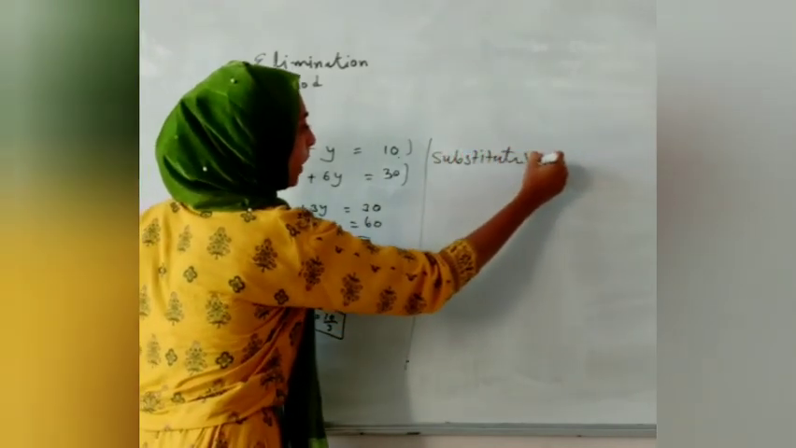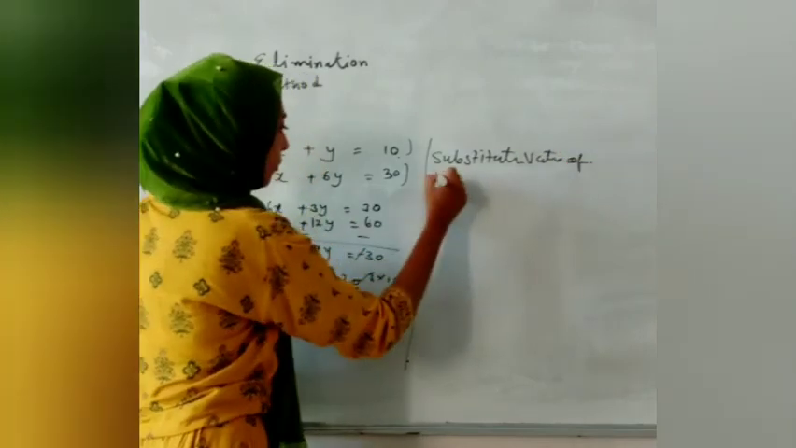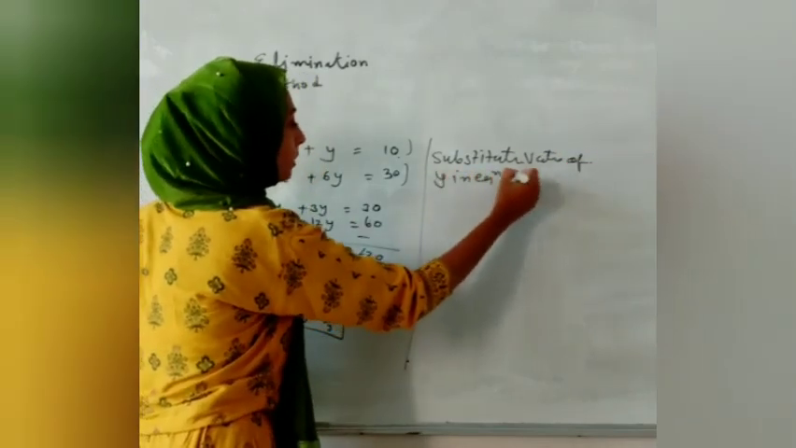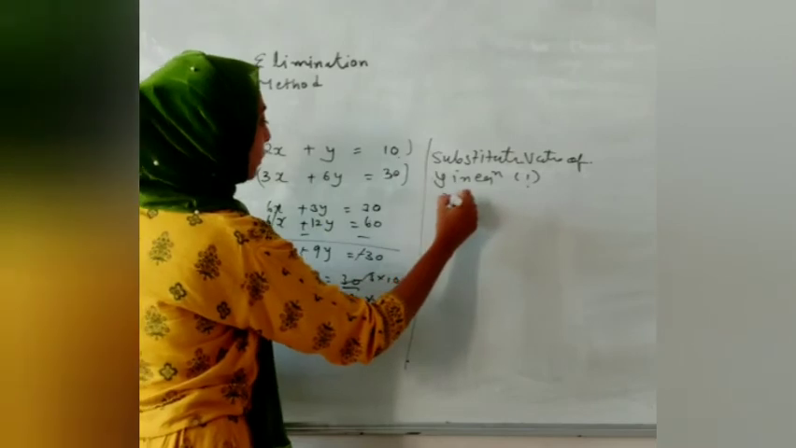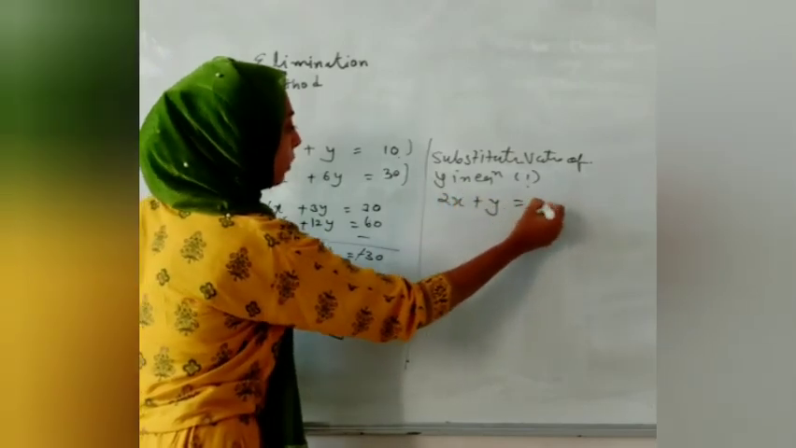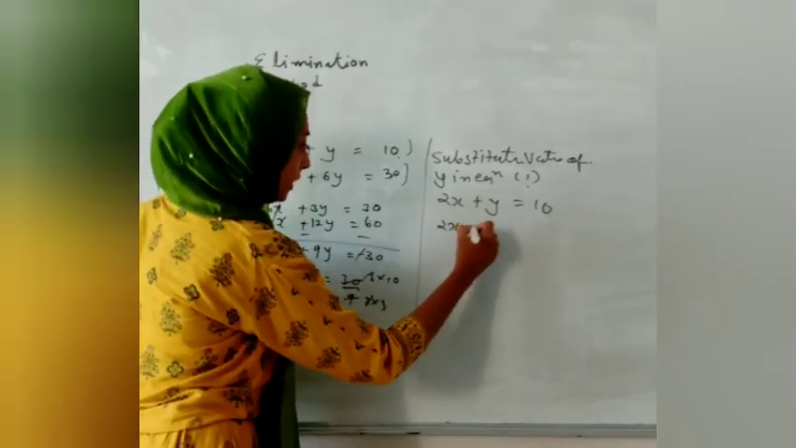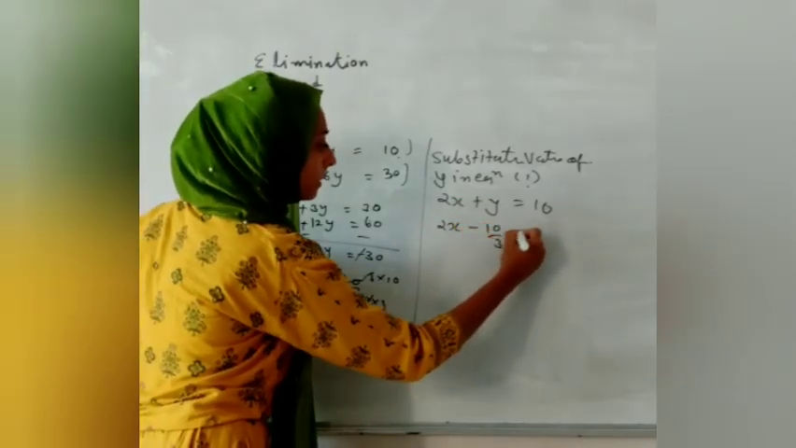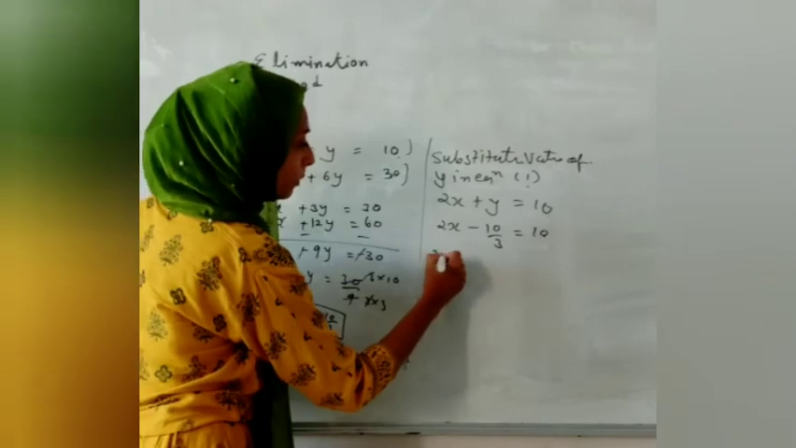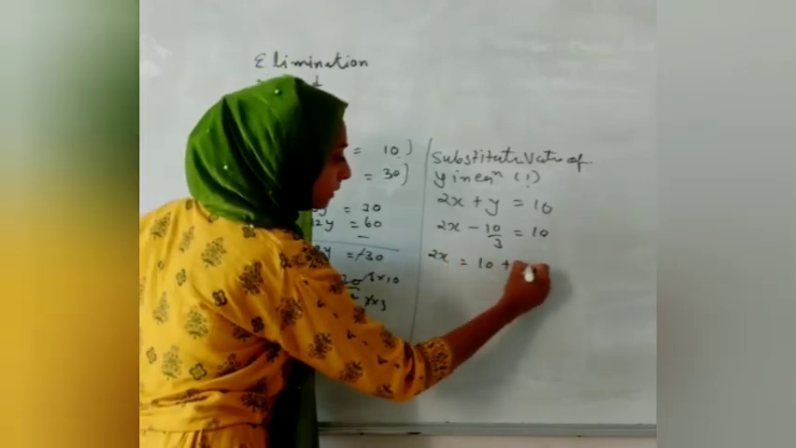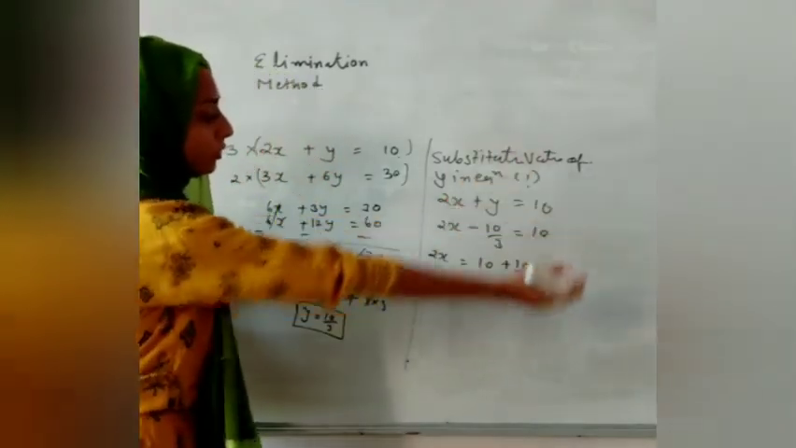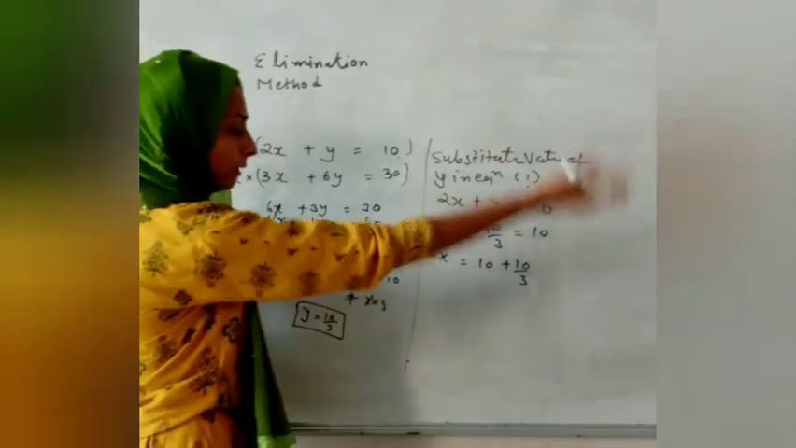Substitute the value of y in equation 1. So it is looking like 2x original equation, not this one. So we are keeping it in the original equation. On the place of y we have to write minus 10 by 3 and that is equals to 10. So it will become 2x equals to 10 plus, because I have shifted this whole thing to that side.